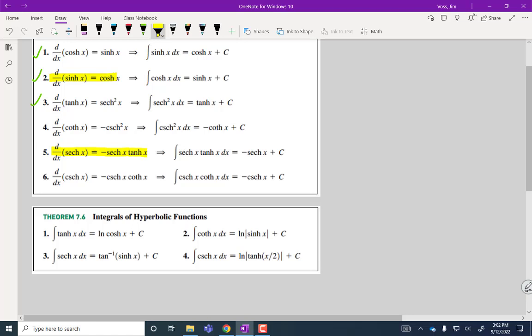Because we know the derivative of sine is cosine. Oh, I highlighted the wrong ones, didn't I? The derivative of cosine is minus sine, so it's that one and over here. Oh, I guess it is that one. So it's that one and that one. It's those two.